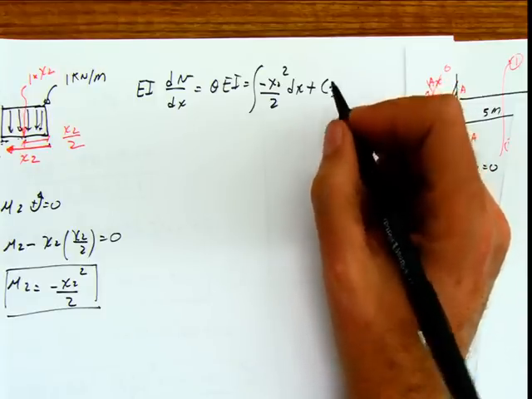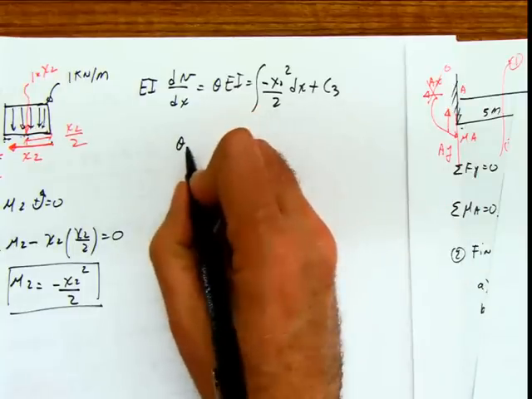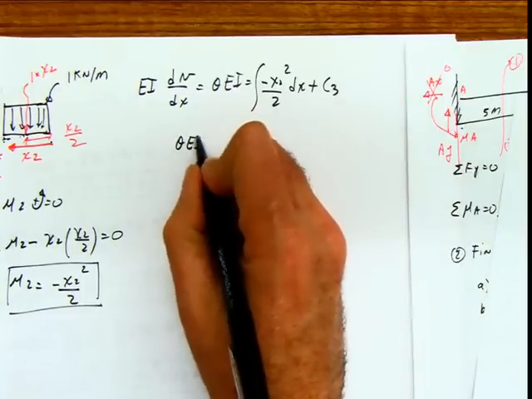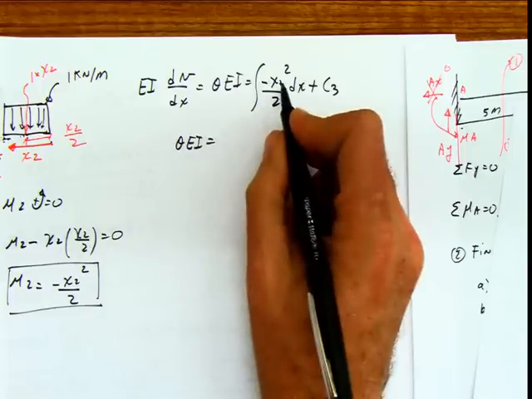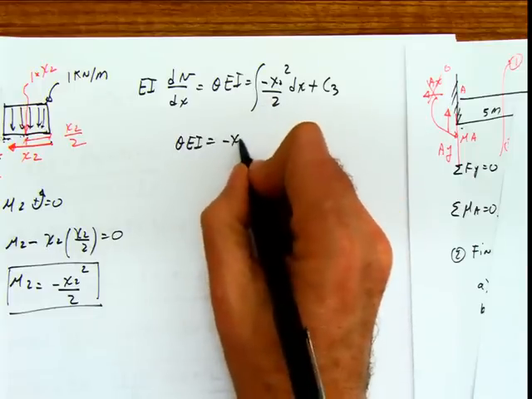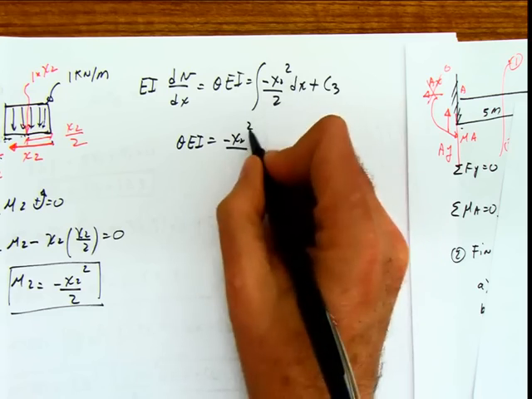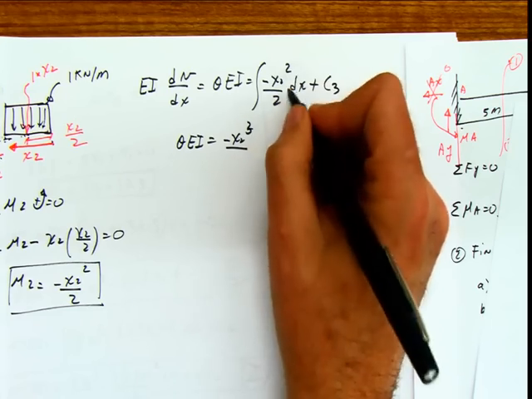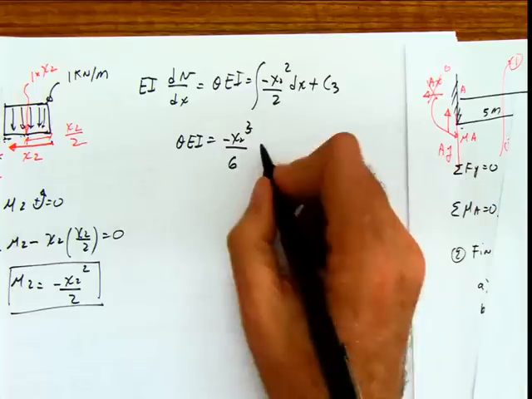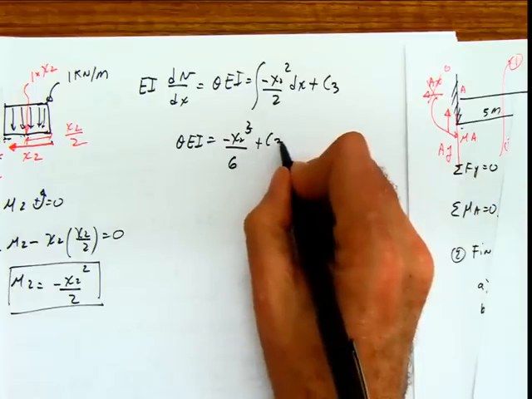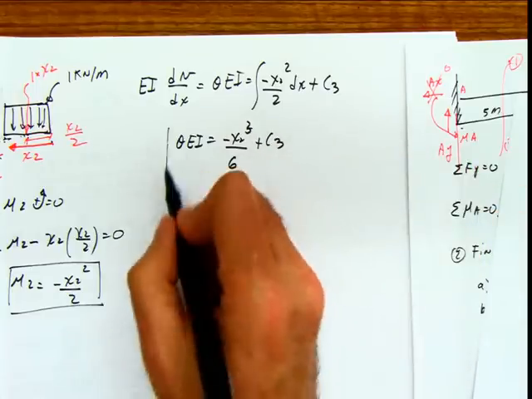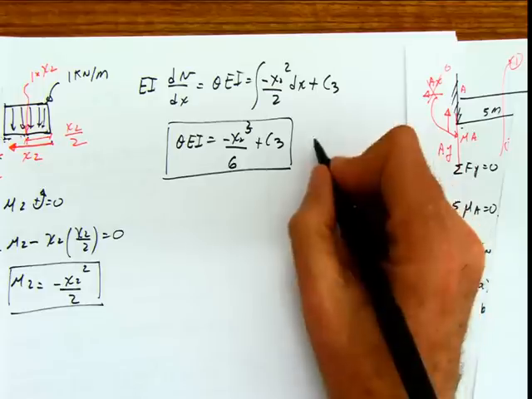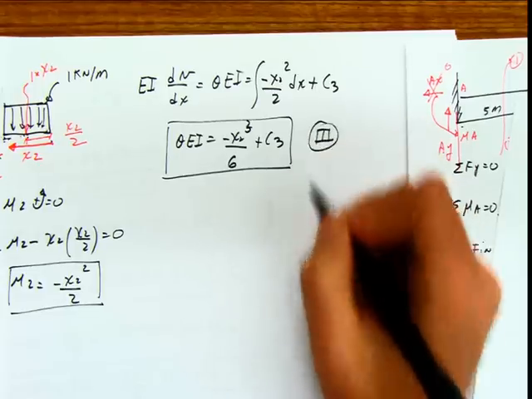When we do this integration, then we have the slope EI equal to negative x2 squared divided by this, to the third, I mean, this is 3, this is 6, plus C3. That's my slope, and I'm calling this equation 3.